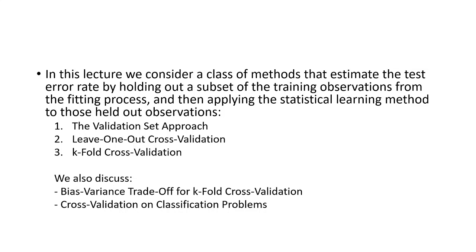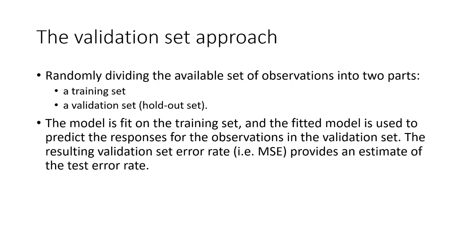Okay, so in this class, we are going to cover three methods. The first one is the validation set approach, the second one is leave one out cross validation, LOOCV, and the third one is k-fold cross validation. And towards the end of this lecture, we are also going to discuss the bias variance trade-off for k-fold cross validation, and also cross validation on classification problems. So let us go to the first one, which is the validation set approach.